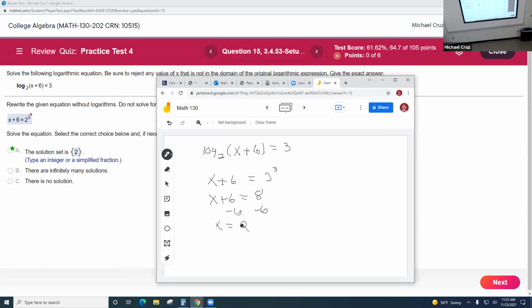Another way to do it, I mean, you put it in there and it would be 2 plus 6 is 8. The log of 8 is fine. Another way to do it, if they ask for the domain, this right here has got to be greater than 0. So as long as x is greater than -6, we're all right.